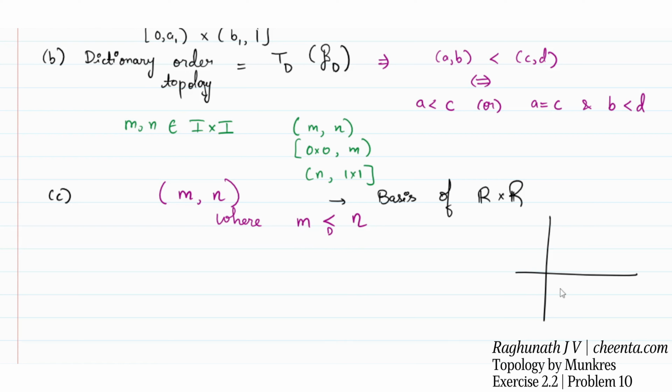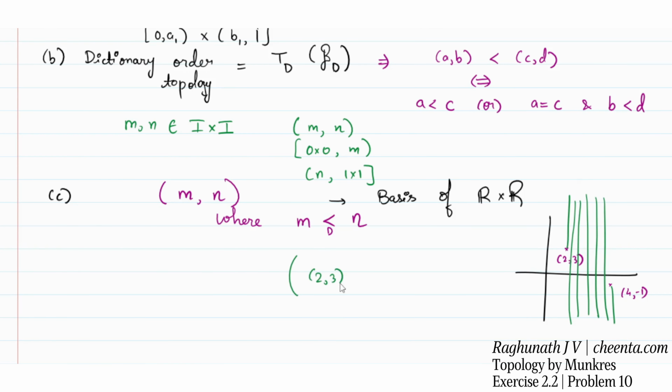Right? So for example, if you have the point (2, 3) and you have the point (4, -1), then all the points in between them will form the basis. That is, this basis is represented as (2, 3) to (4, -1). All the points that go till infinity. Now these are all the bases.